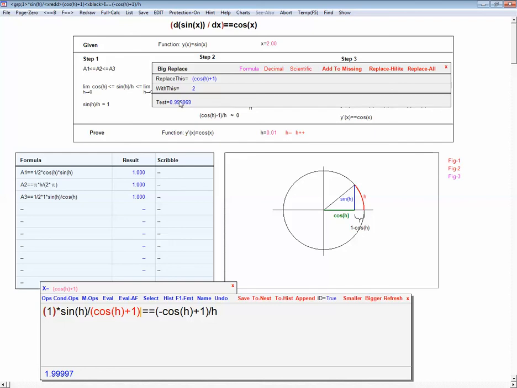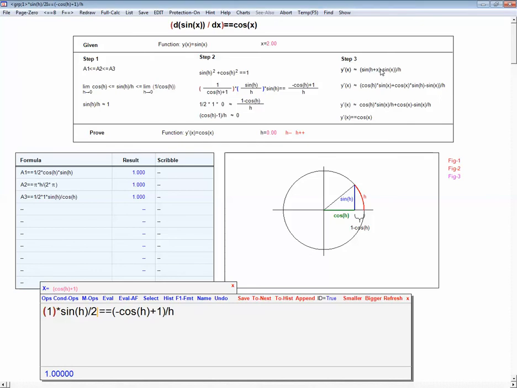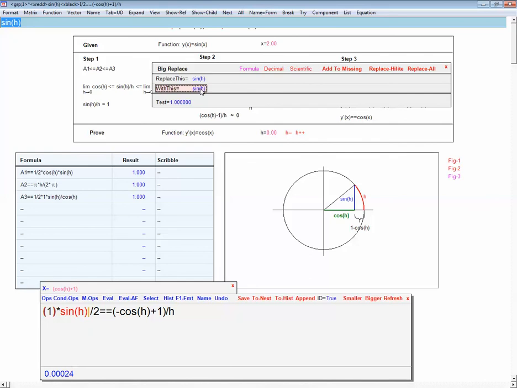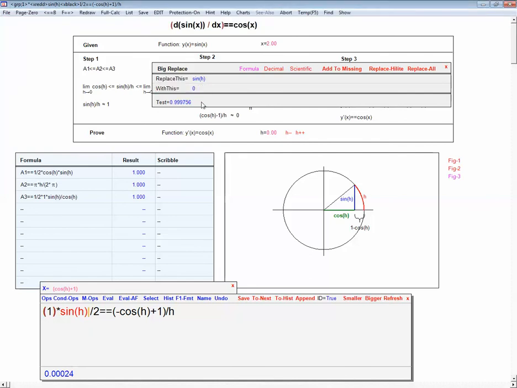And now notice this little test says, you're not quite there yet. Well, that's because we haven't gone quite far enough. If I make my h even smaller, I can get those as close as I want. So in the limit, they're equal. So let's make that substitution. All right, and then finally in the limit, the sine of h is equal to 0. So I can substitute a 0 for that.